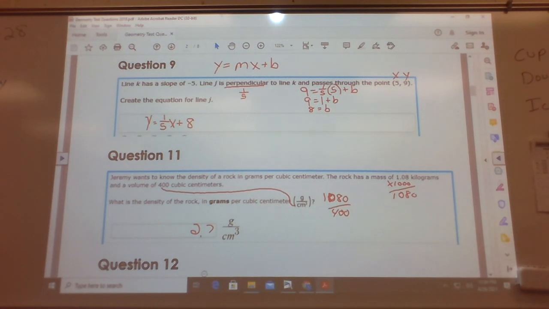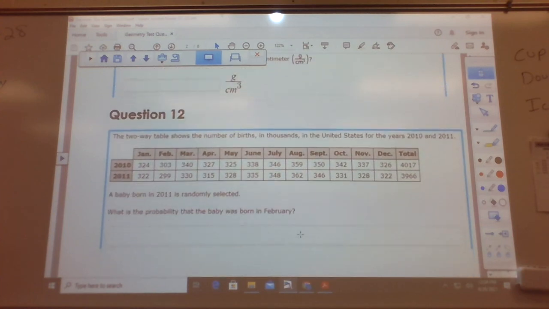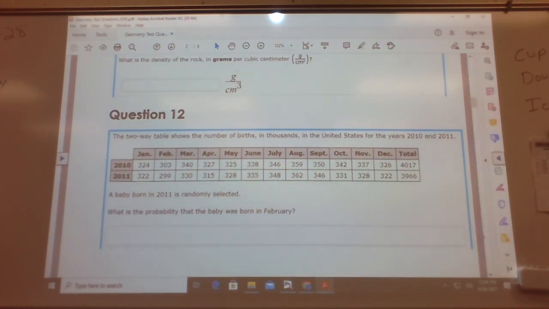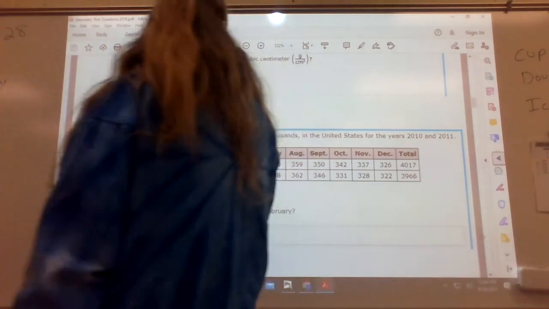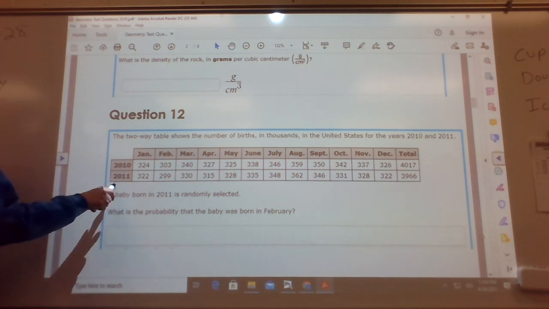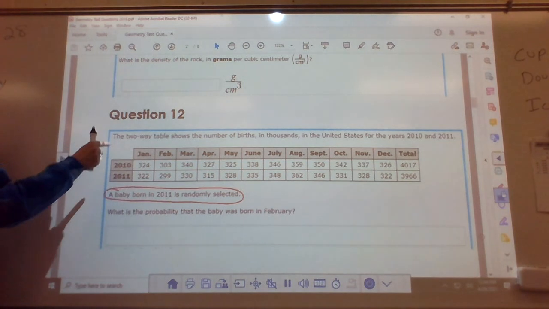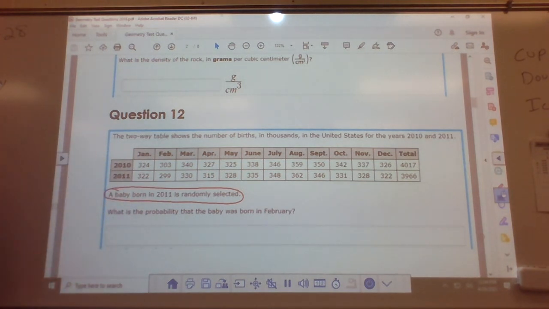Number 12. 12 is an easy one. A real easy one. But you got to read it. The table shows the number of births in thousands in the United States for years 2010 and 2011. A baby born in 2011 is randomly selected. That's the key sentence right there. What's the probability that a baby was born in February?